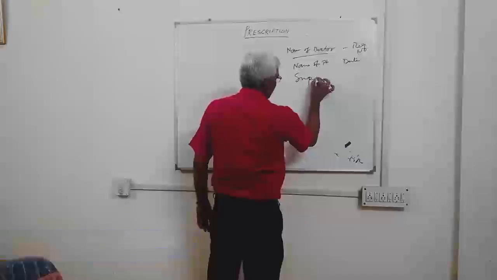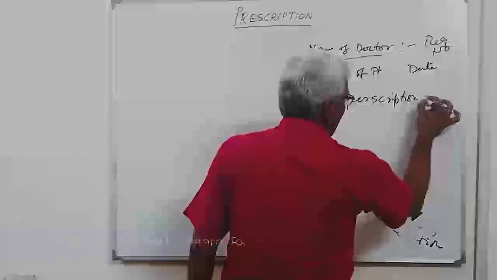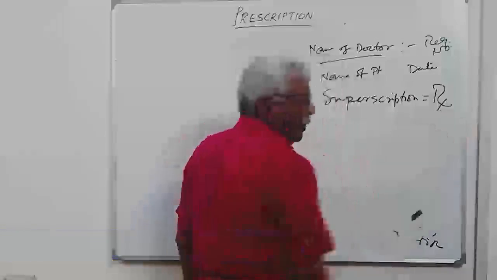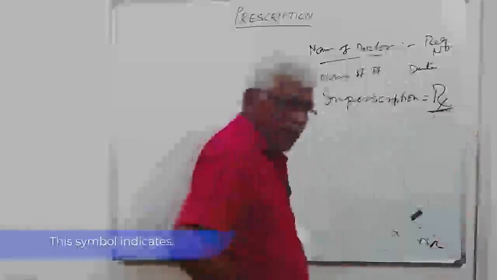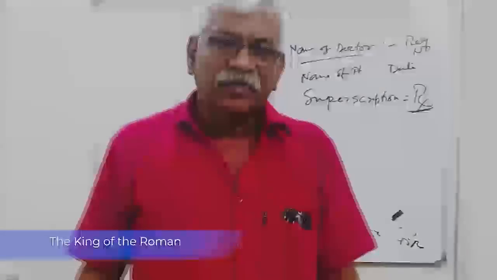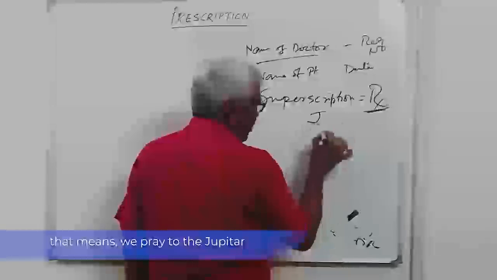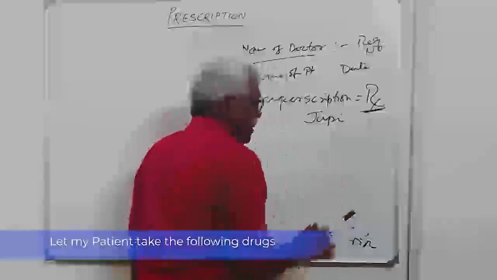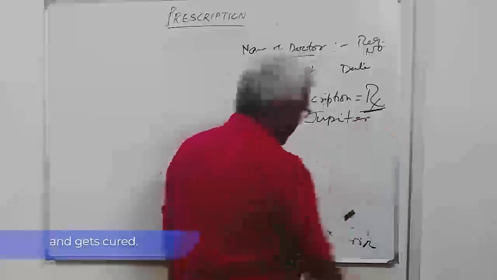Then the superscription, which is symbolized by this symbol. That means you take the following drugs and get cured. In fact, this symbol indicates the king of the Roman gods, Jupiter. That means you pray to Jupiter: let my patient take the following drugs and get cured.